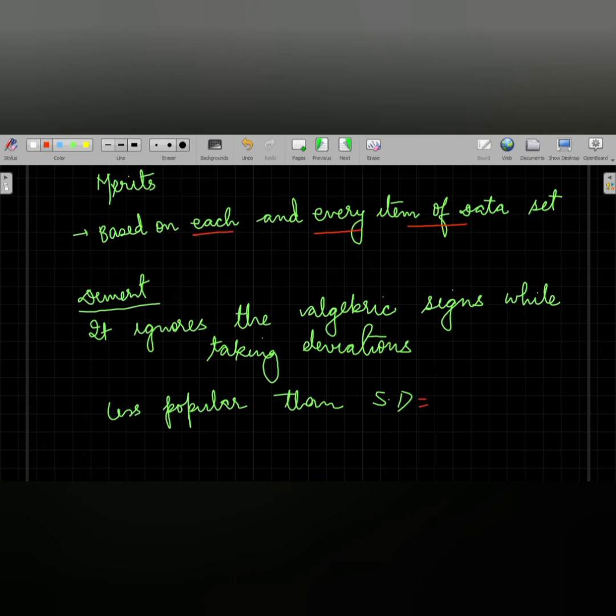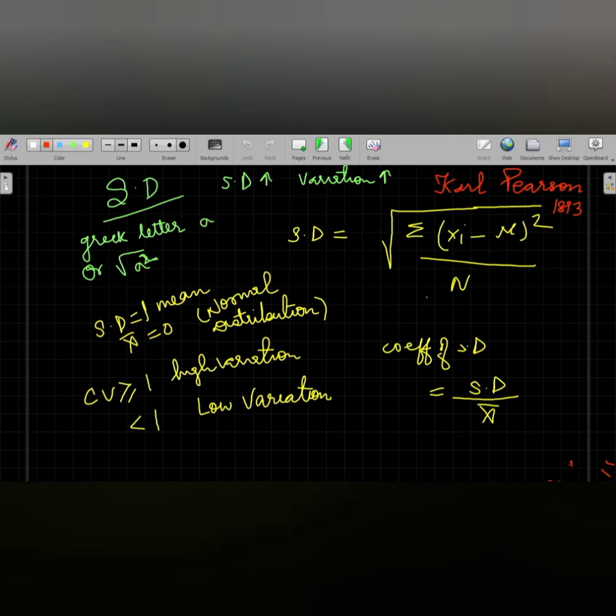We will see further what standard deviation is. So, clear: what is mean deviation, formula of mean deviation, coefficient of mean deviation, merits and demerits, and the property: it is independent of change of origin but dependent on change of scale. Clear? Now the next topic is standard deviation.